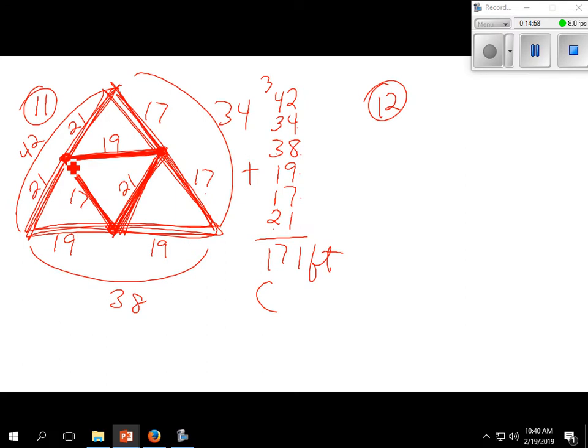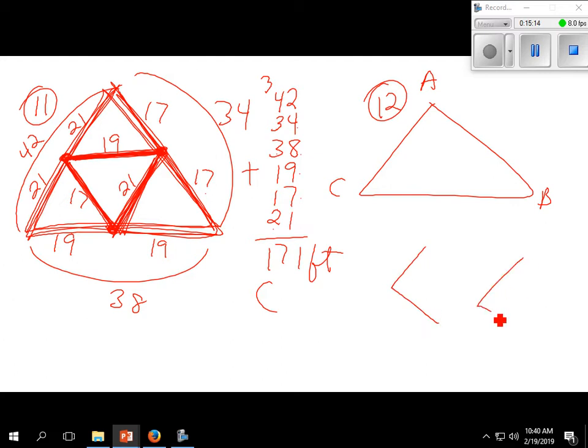Number 12 says, list all the sides from shortest to largest. So we're going to list all the sides shortest to largest. So I'm going to use the less than symbol. Shortest going to go over here, largest over there, and then the one that's in the middle there.